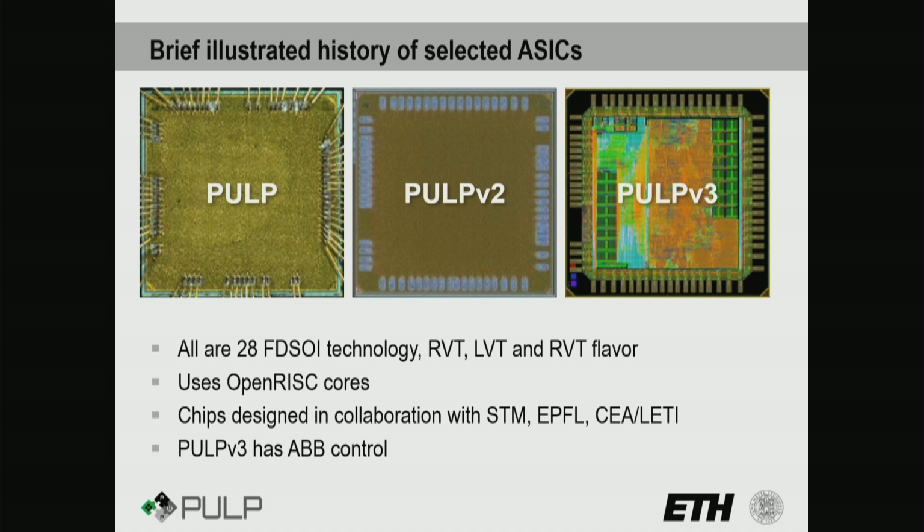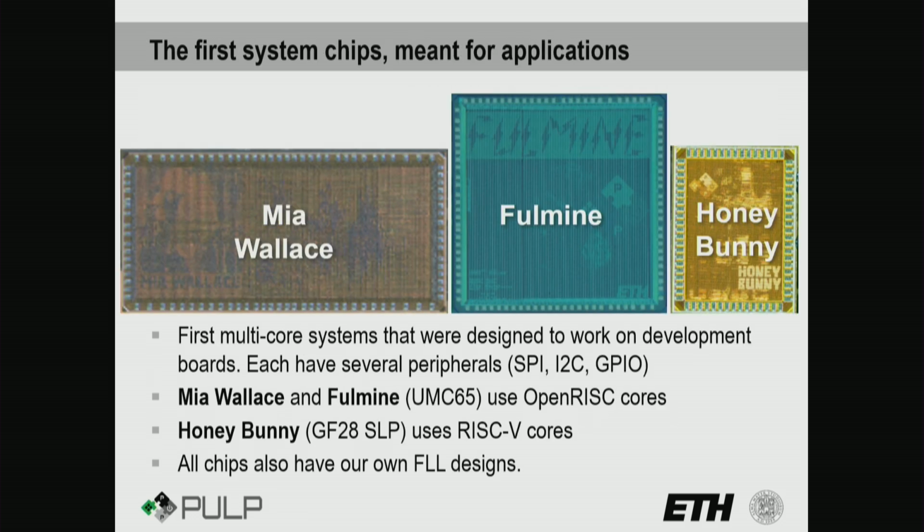So let me give you a very quick illustrated tour of the history of ASICs that we've developed. So kind of the seminal cores, the original Pulp 1, 2, and V3 cores, they were all developed in 28 nanometer FDSOI technology. They had OpenRISC cores in them back in the day, and we explored various architectural things and technological things with them. Then we moved forward towards more system chips, which were meant for actual applications and to be put on application boards.